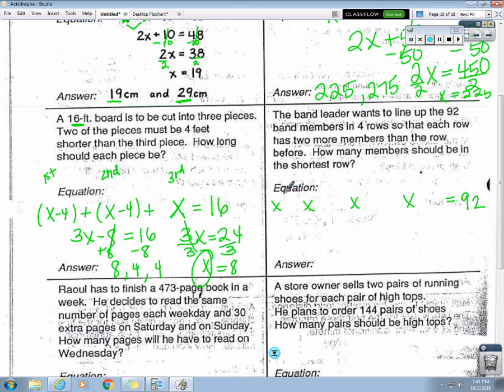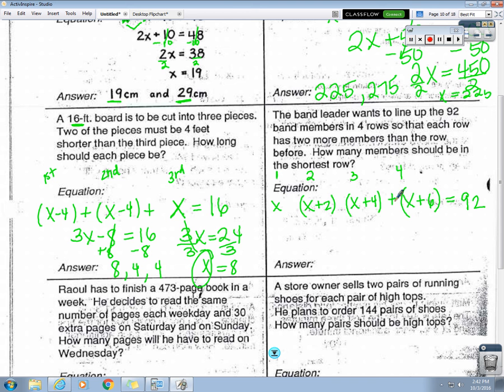So, here's row 1. Here's row 2. Here's row 3. Here's row 4. How do you represent 2 more than the previous row? Plus 2. So, there's your row 2. Plus 4, right? Because think about it. This plus 2 would make this row 2 more than that one. But to be 2 more than this one, don't you have to add 4? And so for this one, you would have to add 6.